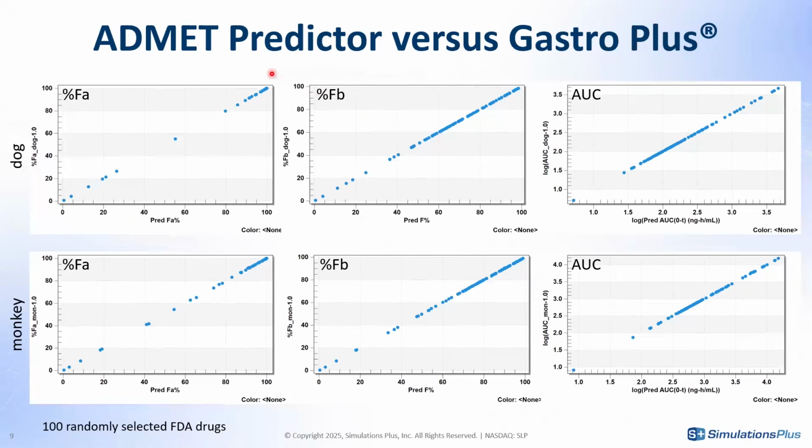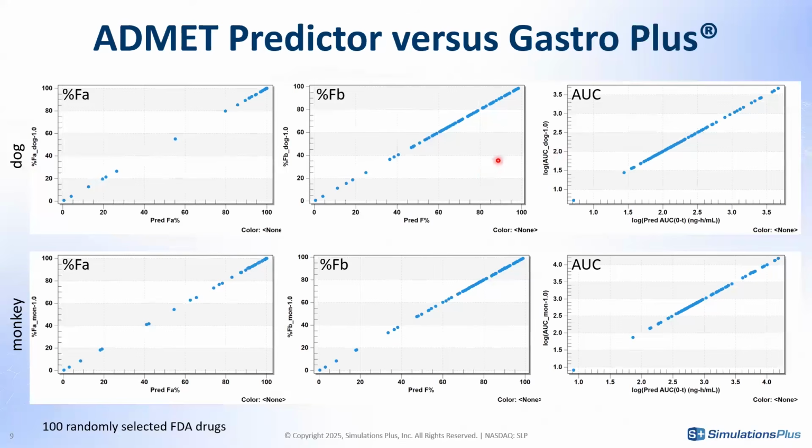And this just shows a comparison between ADMET Predictor and GastroPlus, focusing on dog and monkey, and 3 properties: fraction absorbed, bioavailability, and area under the plasma concentration time curve. This is for 100 randomly selected FDA drugs. And you can see that Predictor and GastroPlus give virtually identical predictions. This is not wholly unexpected. As I mentioned, we take physiological parameters from GastroPlus to use in ADMET Predictor.